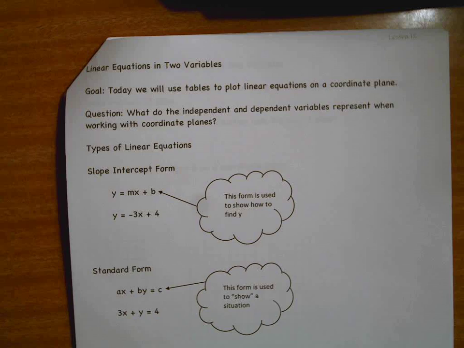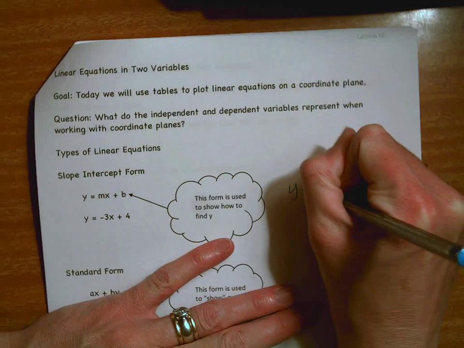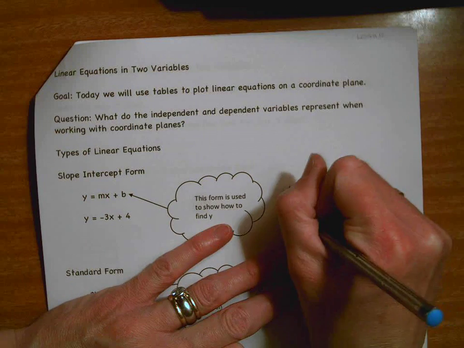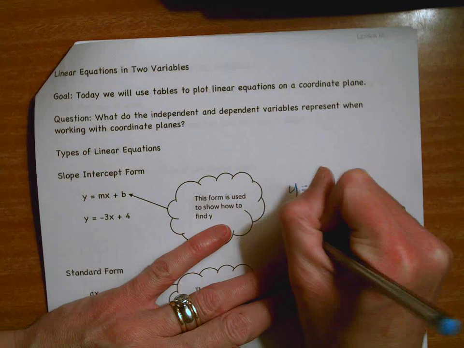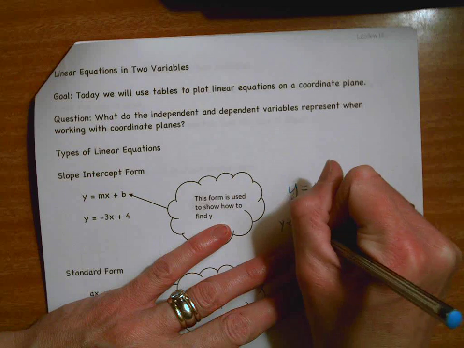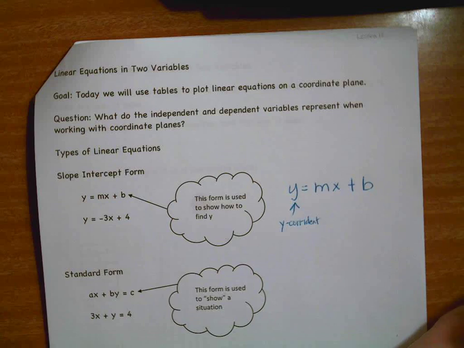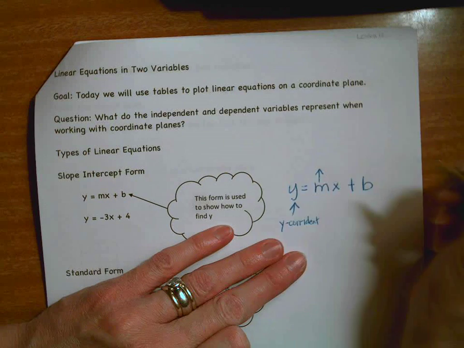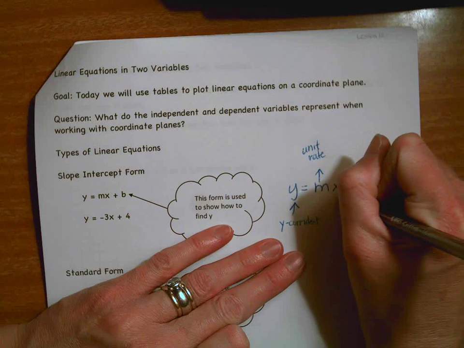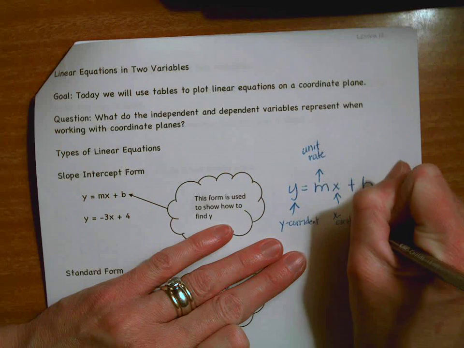This little b is kind of important. So what I want to go over with you with slope-intercept form, y equals mx plus b. This obviously is the y coordinate. I don't even know how to spell coordinate. Sorry. That doesn't look right at all. And the m, as you already know, is the unit rate. And the x is the x coordinate. I don't know why I can't spell that.